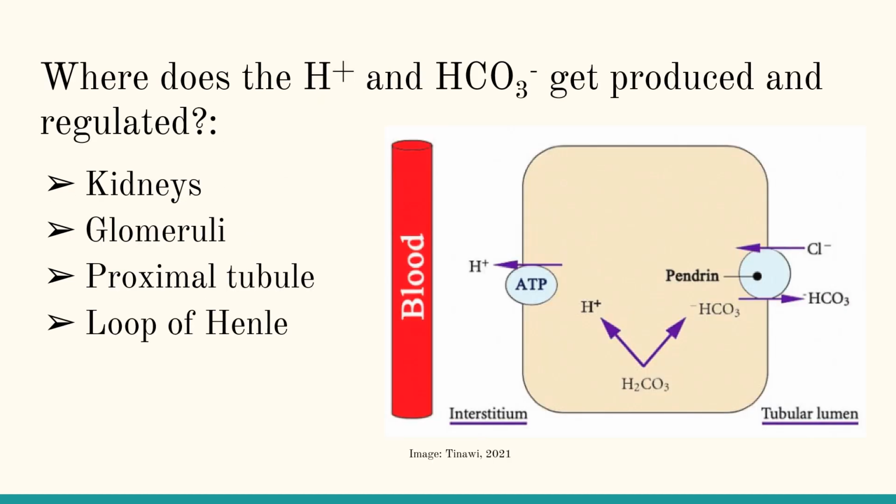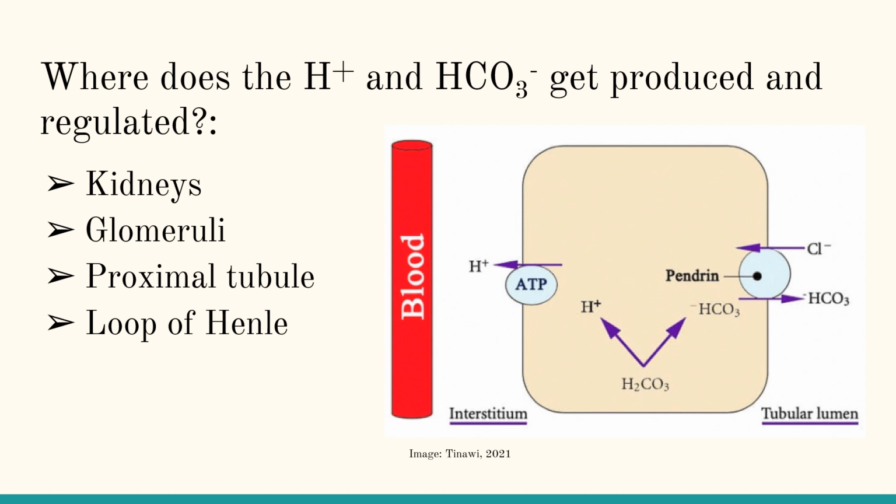So where do the hydrogen ions and the bicarbonate ions get produced and regulated? Well, we're going to talk about the kidneys, the glomeruli, the proximal tubule, and the loop of Henle a little bit. In this diagram, you're going to see how this relates to the information that I'm going to give you. The kidneys play a key role in regulating the acid-base balance. The glomeruli filters bicarbonate, and all of the bicarbonate filtered there is reabsorbed. About 80% of the filtered bicarbonate is absorbed by the proximal tubule, okay? And you can see that on the diagram.